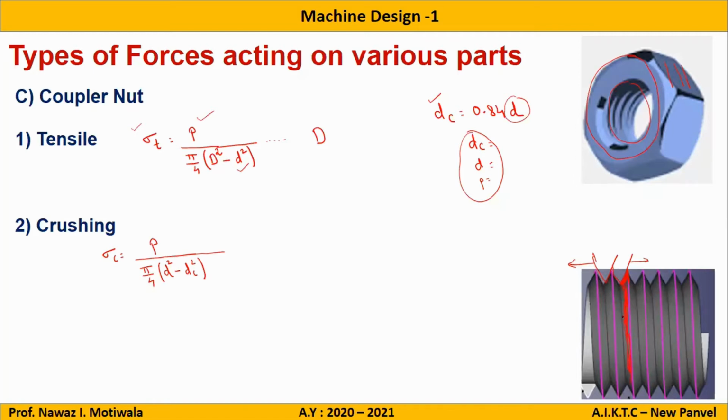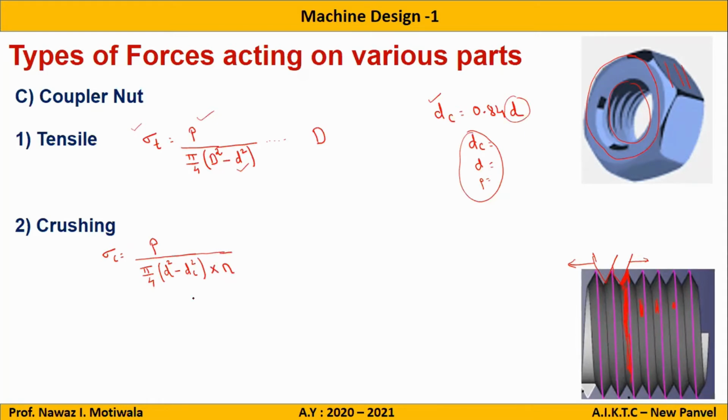Is it correct? Number of threads. The area which we have written here on the left hand side is just for this one particular ring. एक ही ring के लिए. But ऐसी बहुत सी ring अंदर contact में हैं, ये भी है, ये भी है. So it will be multiplied by n, that is number of threads in contact. Any doubt?